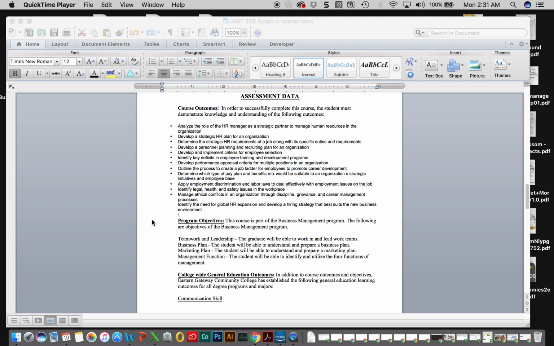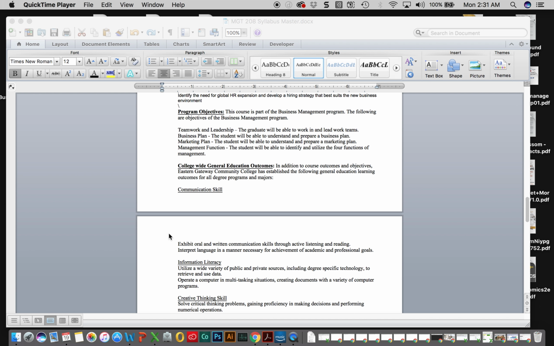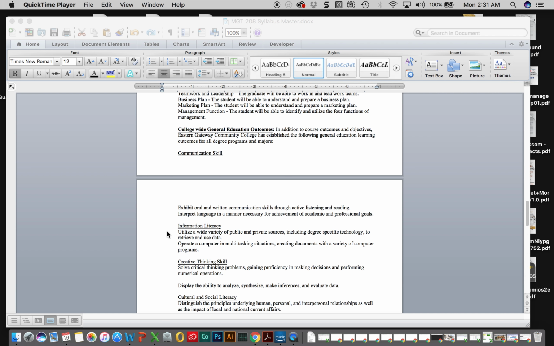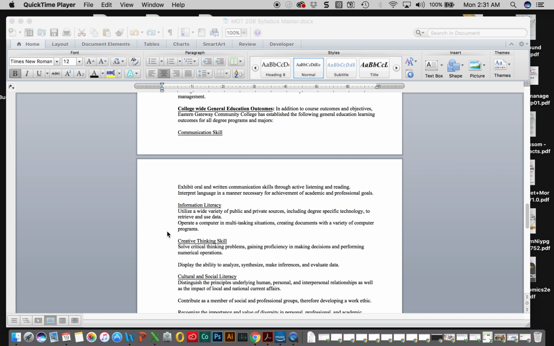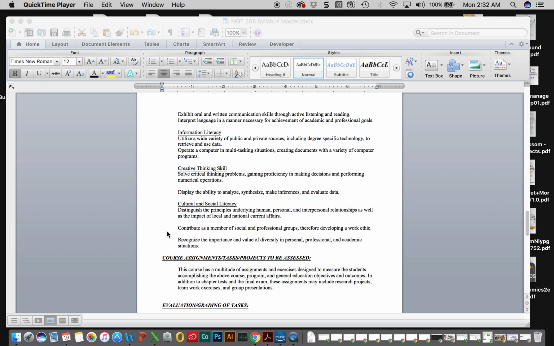The program objective. This course is part of the business management program. The following are objectives of the business management program: teamwork and leadership, business planning, marketing planning, and management functions. So those are universal to anybody that's within a business management major. And also college-wide education: communication skills, information literacy, creative thinking skills, and cultural and social literacy. These are universal no matter what major you're in. This is for everybody within the organization.